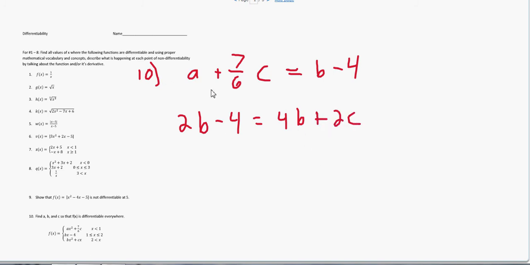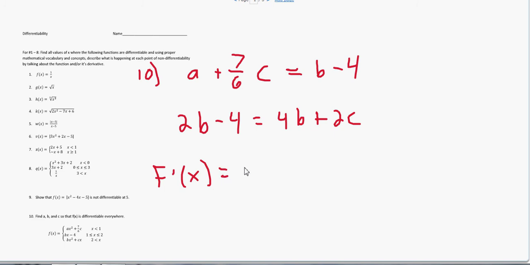Now the problem with this is showing that it's continuous. If all these pieces meet, then they are continuous, and that's golden. That's great. The problem is we have 3 variables, a, b, and c, and only 2 equations. So we can't solve that. But we also know that the derivatives have to meet each other at those points.